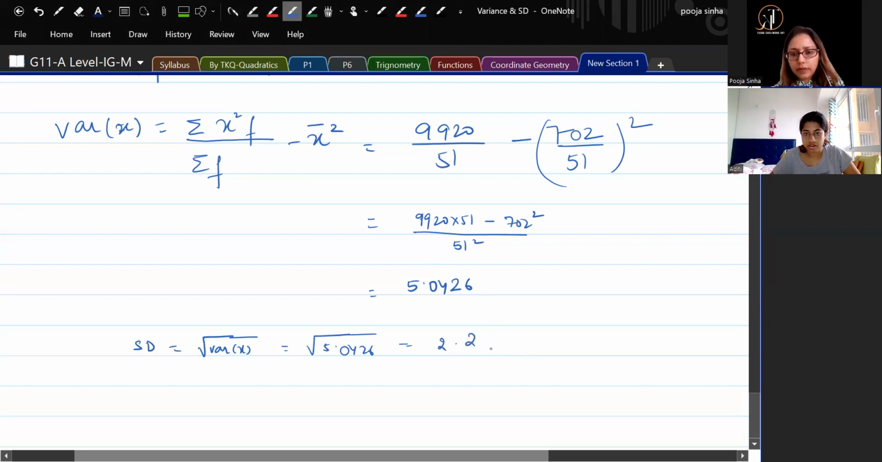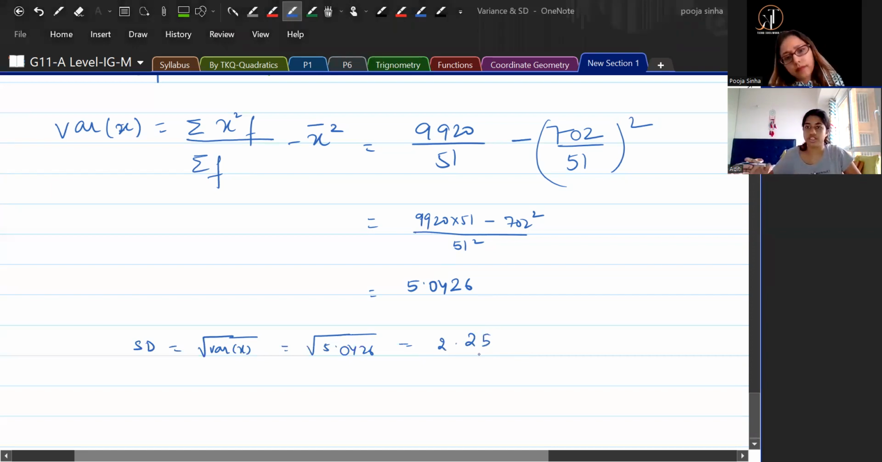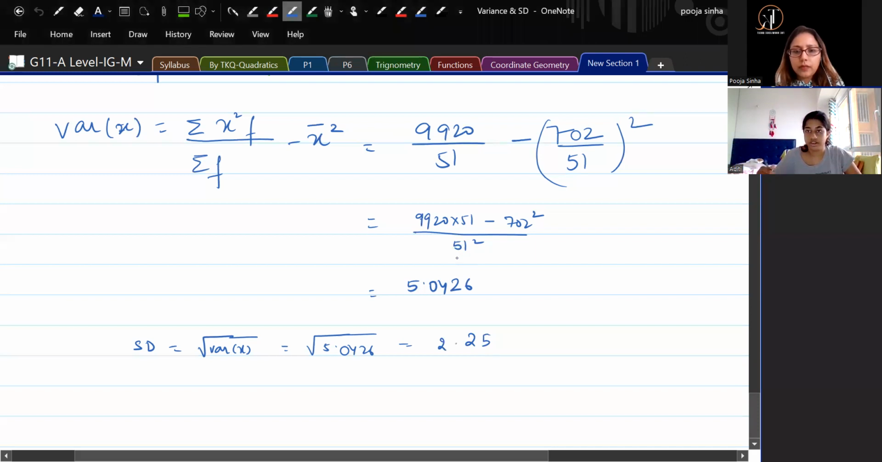2.25. I'm rounding it off because otherwise, if I take three significant figures, it should be 2.25. If I take four significant figures, it'll be 2.46 in this case.